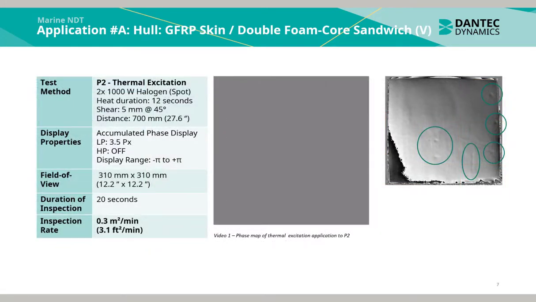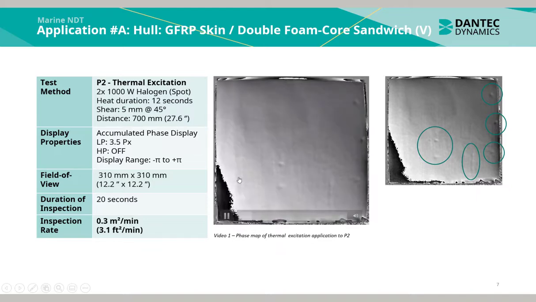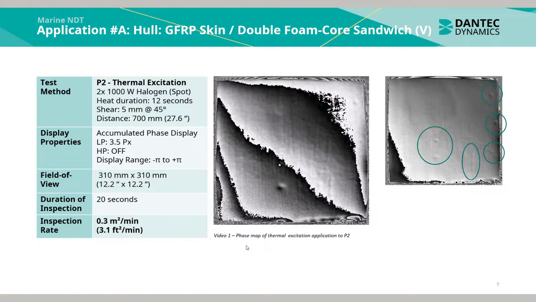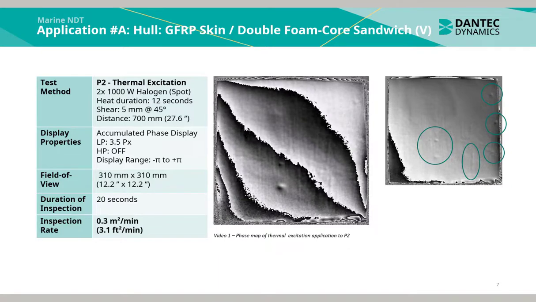In sample P2, we use thermal excitation, specifically two 1000 watt halogen spot heat lamps. Heat was applied for 12 seconds. Here is a phase map of the thermal excitation application to P2. We see indications here in the center and also on the right side as well.